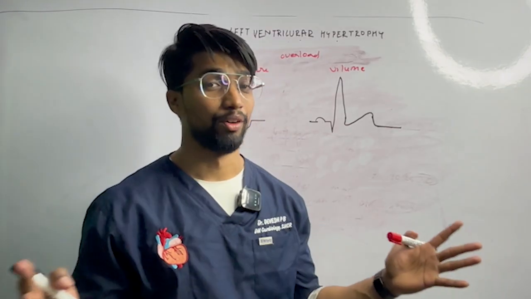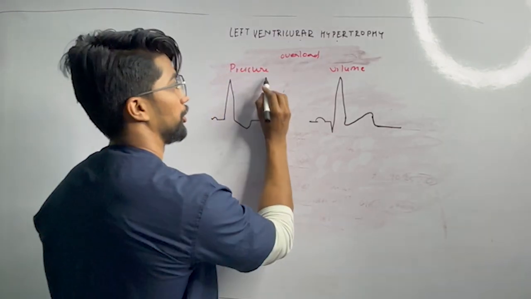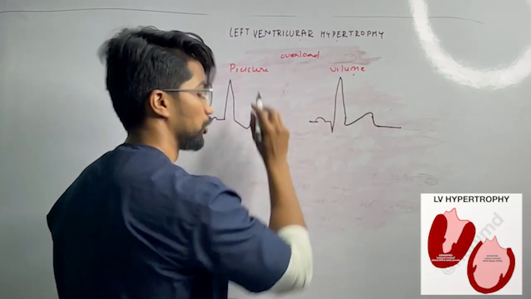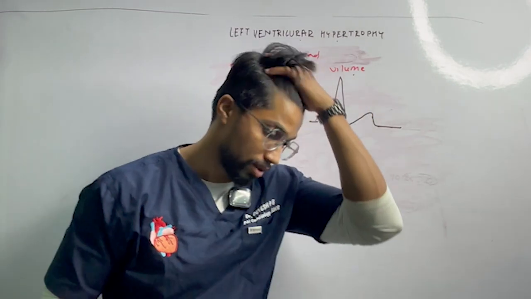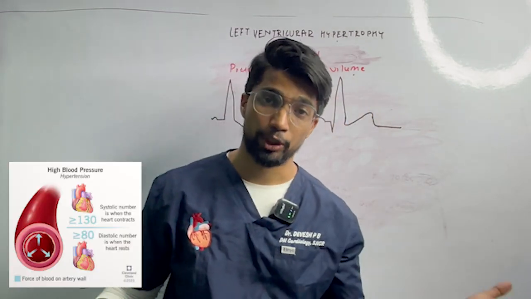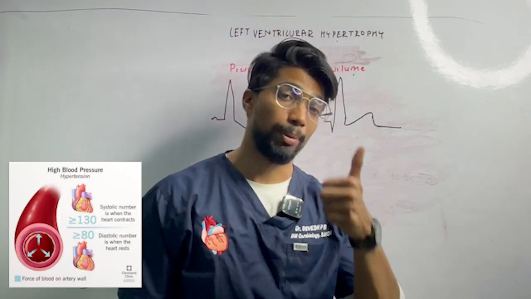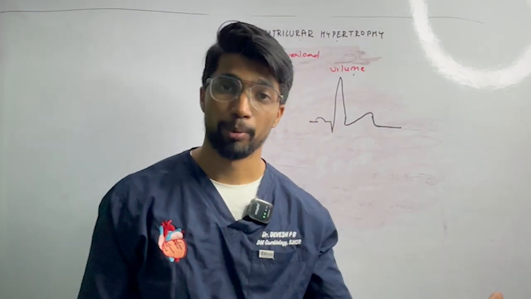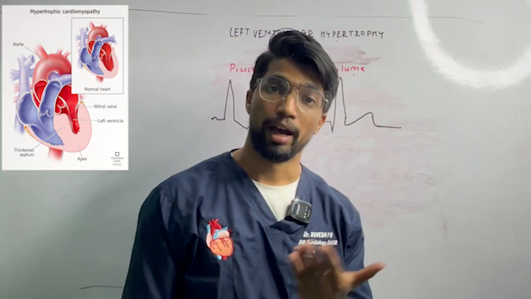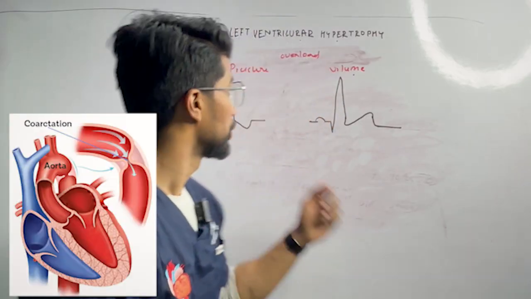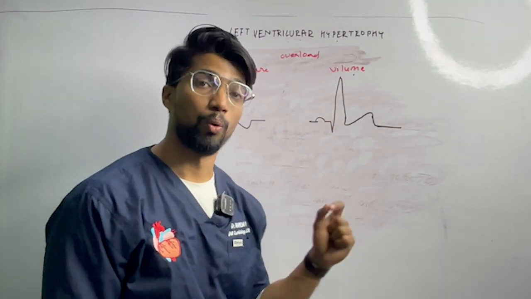So the last and final topic, you have pressure and volume overload. The pressure overload conditions are like your hypertension, which is the most common pressure overload condition, and most of the time you are going to see this in the ECG. Hypertension, hypertrophic obstructive cardiomyopathy, aortic stenosis, and even coarctation of aorta. These are the conditions where you're going to have pressure overload.